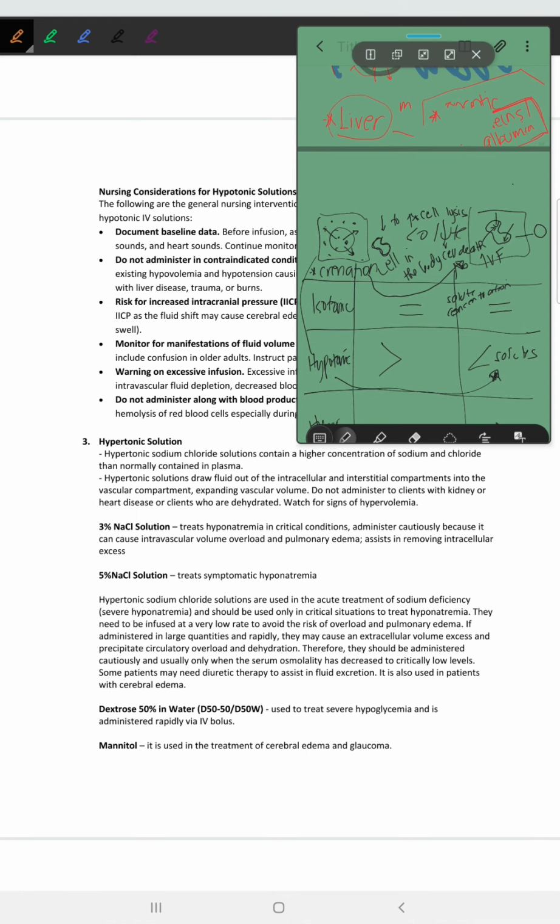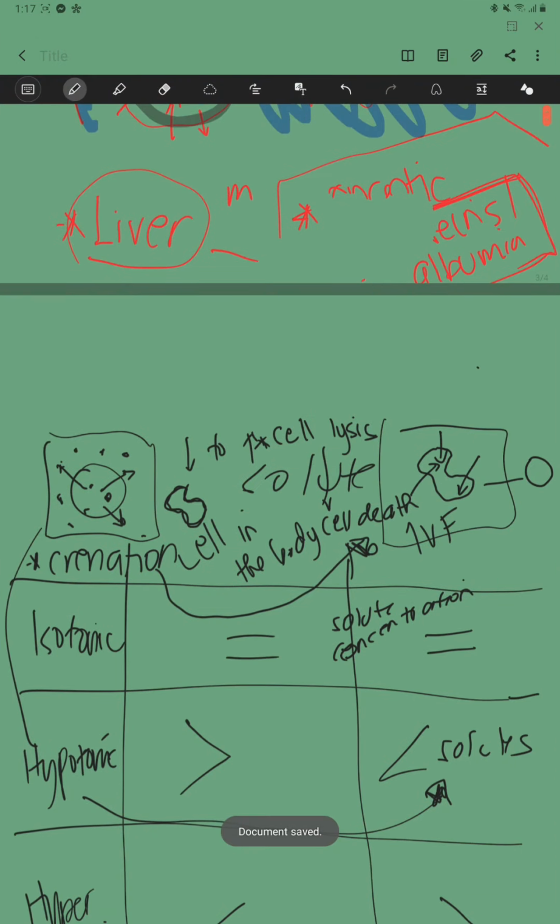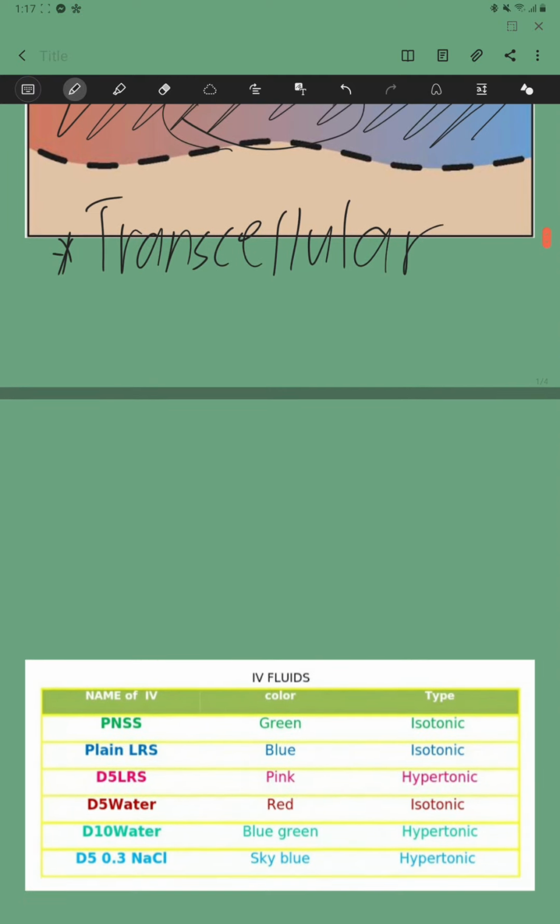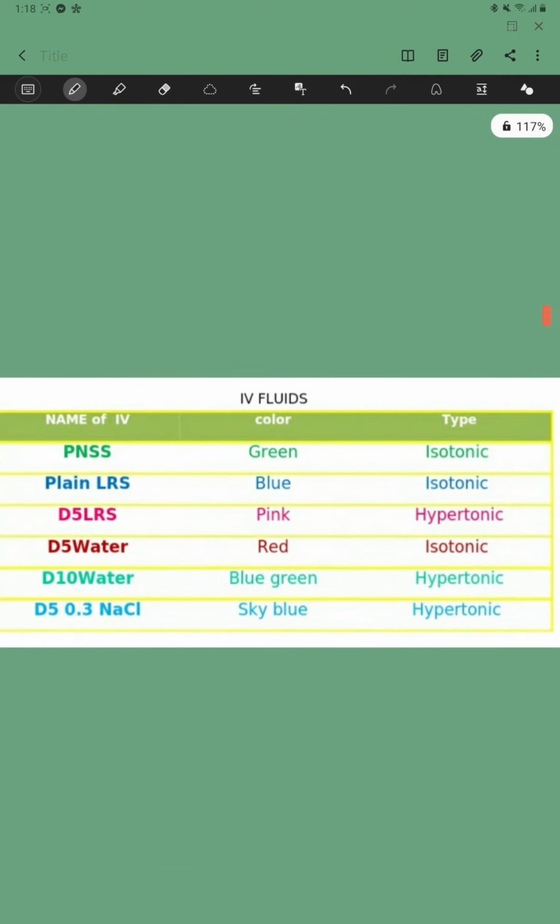So we have here another illustration of what the IVF solutions usually look like. Our plain NSS usually has a green tag color, so that you will know that it is your plain NSS. Plain LRS, or plain lactated Ringer's solution, usually used for burns again, is blue. D5 LRS is pink. D5 water is red. D10 water is blue-green. D5 0.3 sodium chloride is sky blue.